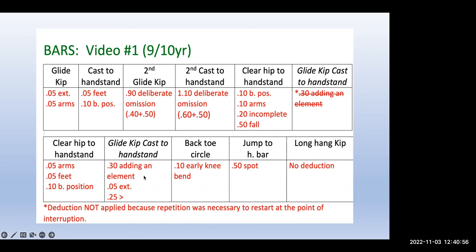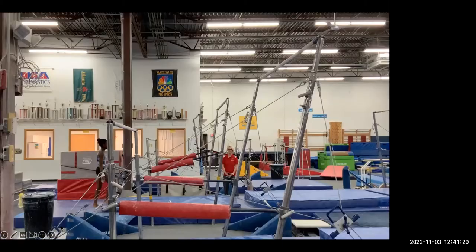So we had 3/10 for adding, plus the angle, and plus the execution, because remember, you do take execution when this clear hip, she didn't fall. So you will be doing it. She's adding it, so we judge it all. And then the toe circle, little early knee bend, jump to the high bar was a spot. As she reached to the bar, we probably could have had a little more execution in there, and the long hang we did not deduct. So let's see how it looked in slow, so you can remind yourself what was left out.